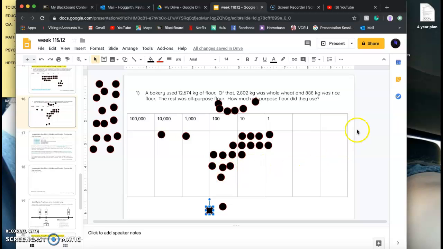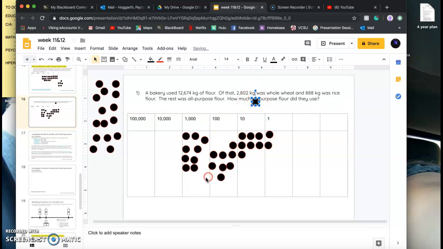So now in the 1000s, I only have 1, and I need to take 2,000s away. So then what I'm going to do again is take 1 from the 10,000s and add 10. 1, 2, 3, 4, 5, 6, 7, 8, 9, 10. So now I will have 0 in the 10,000 spot. So now I can take away 2. 1, 2, and I'm left over with 9.